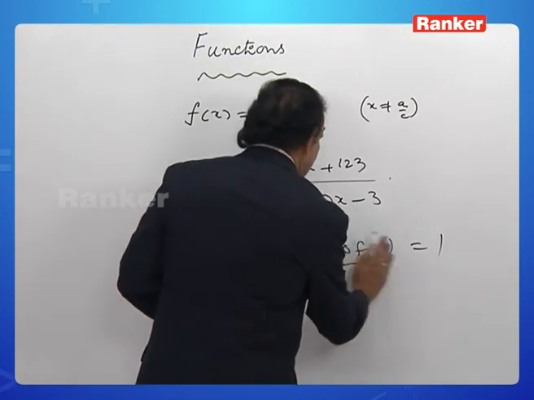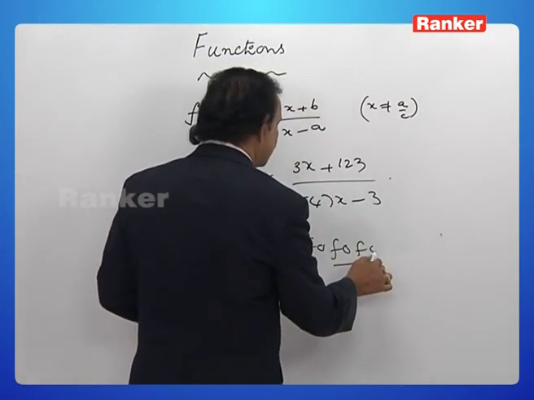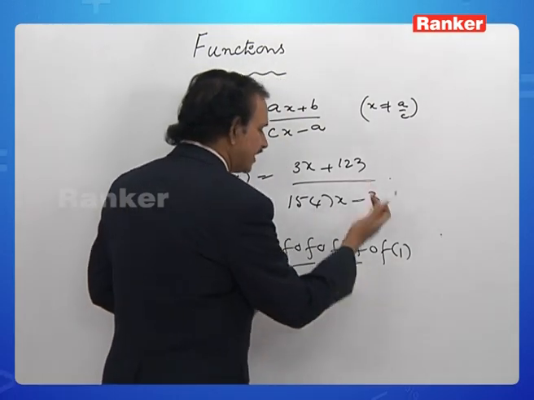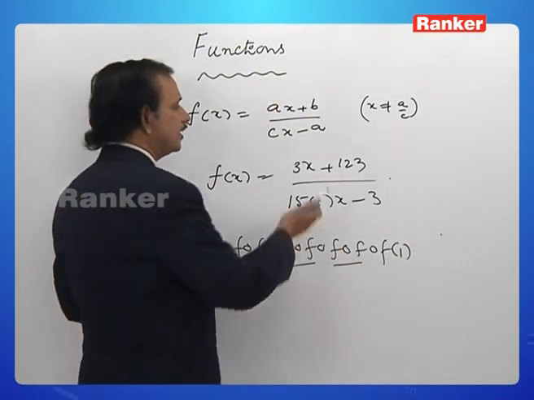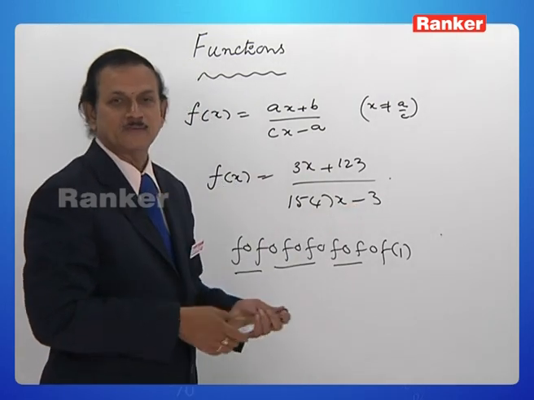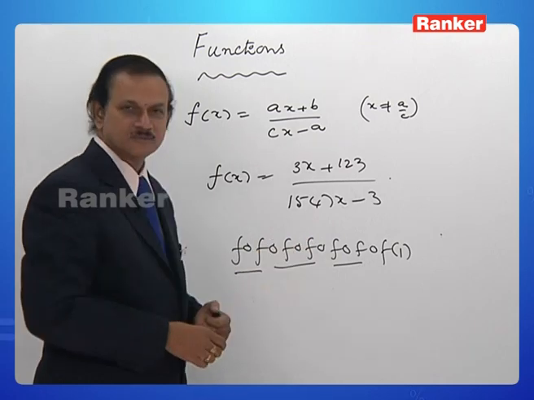If you are asked to have one more such thing, then forget them. F of 1: you just put x is equal to 1 in this and get it simplified. Thereby you will be getting the required answer for such questions.